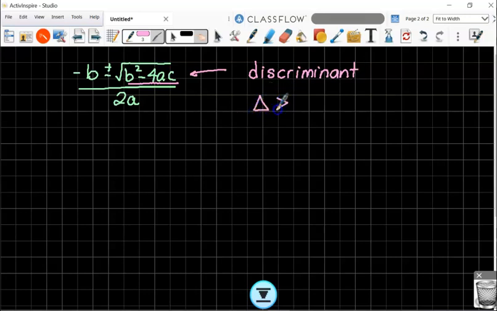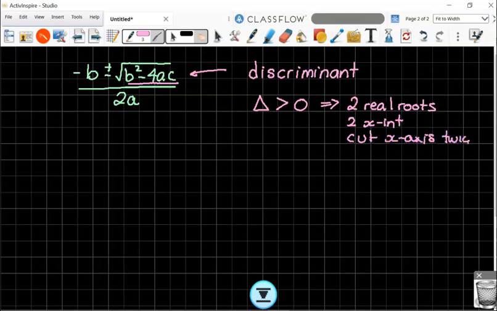So when the discriminant is greater than 0, that means what? 2 real roots. It can also graphically mean 2 distinct x-intercepts, so it cuts the x-axis twice. And of course, when it equals 0, what does that mean? 1 repeated root. Draw me a picture.